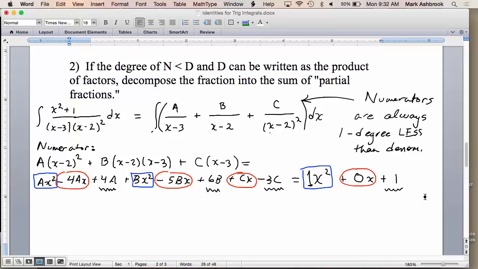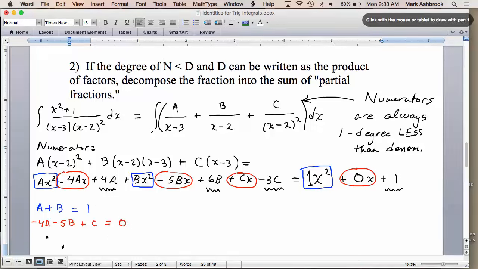So we're going to have 3 equations, 3 variables. We need a, b, and c. So our x squared equation is a plus b equals what? The coefficient of x squared, 1. Negative 4a minus 5b plus c equals 0. 4a plus 6b minus 3c equals 1.